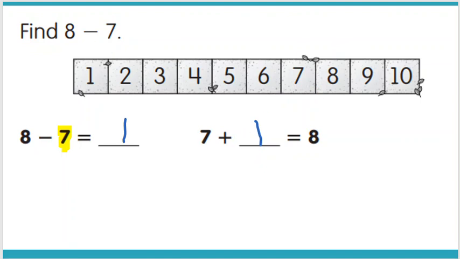So we know that if we're using the counting on strategy for addition, I start with that larger number. So I start here at 7, and then I'm going to count on, and I'm going to go 7, 8.